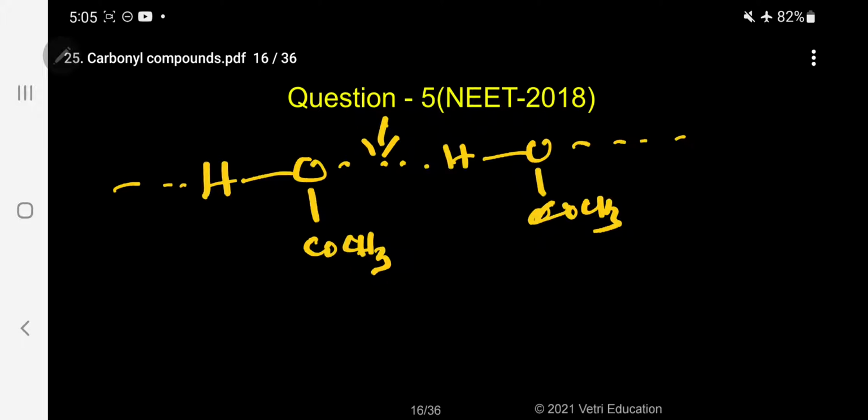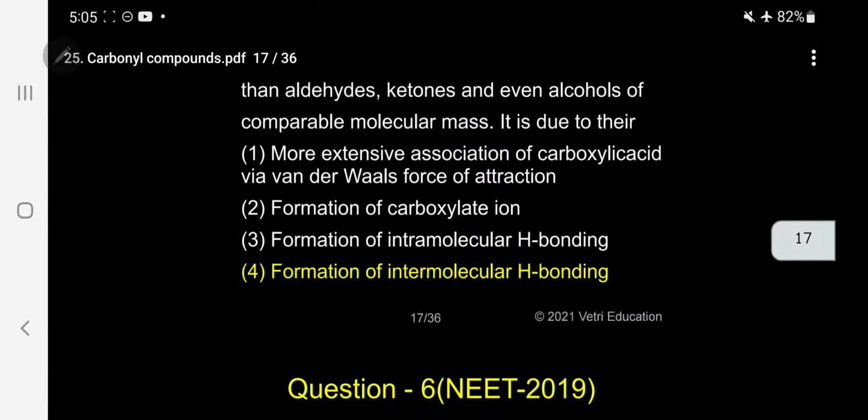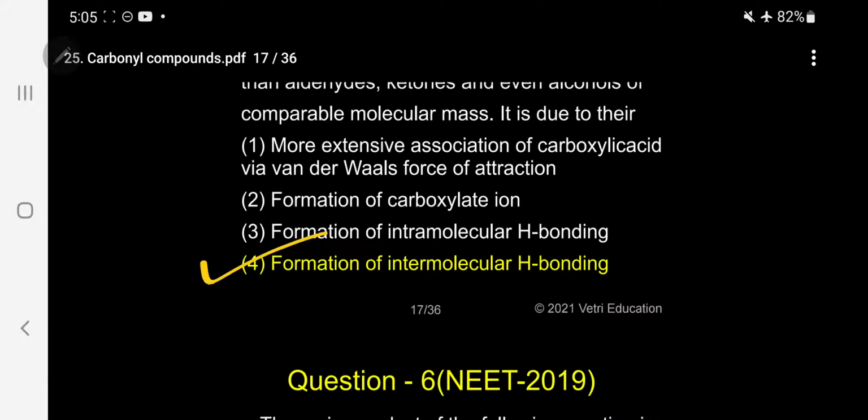Intermolecular hydrogen bonding. I told you any molecule having intermolecular hydrogen bonding will have a higher boiling point. So this possibility is less comparatively in the case of aldehydes and ketones. That's why the answer is, kindly follow, fourth is the answer. Formation of intermolecular hydrogen bonding is the correct answer.